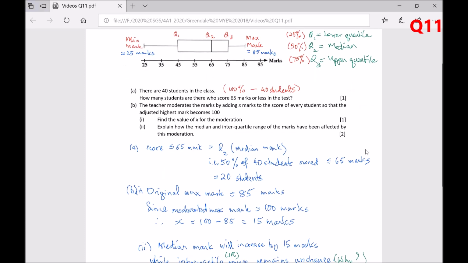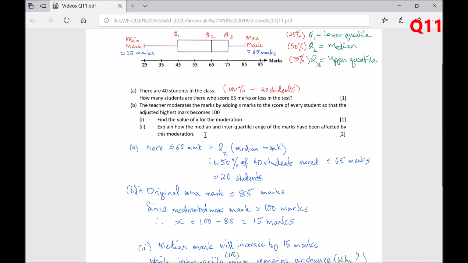Now in B, the teacher moderates the marks by adding X marks to the score of every student, and the adjusted new mark is 100 marks. So this means that 85 marks here is now increased to 100 marks. Hence, X is equal to 100 minus 85, which is 15 marks.